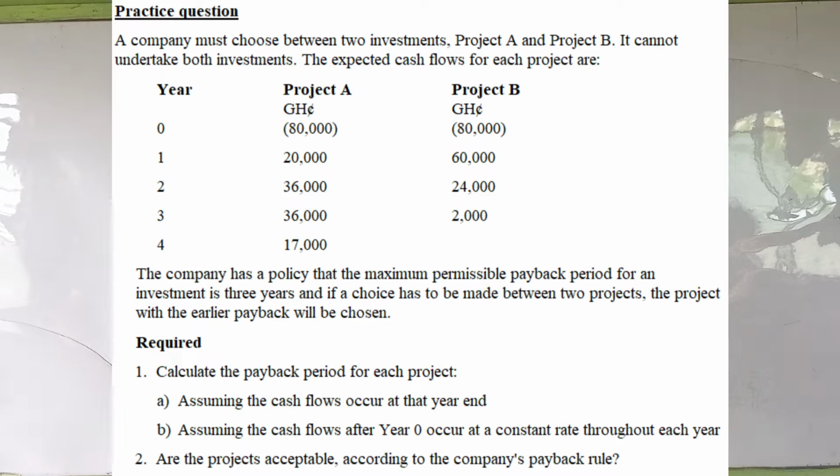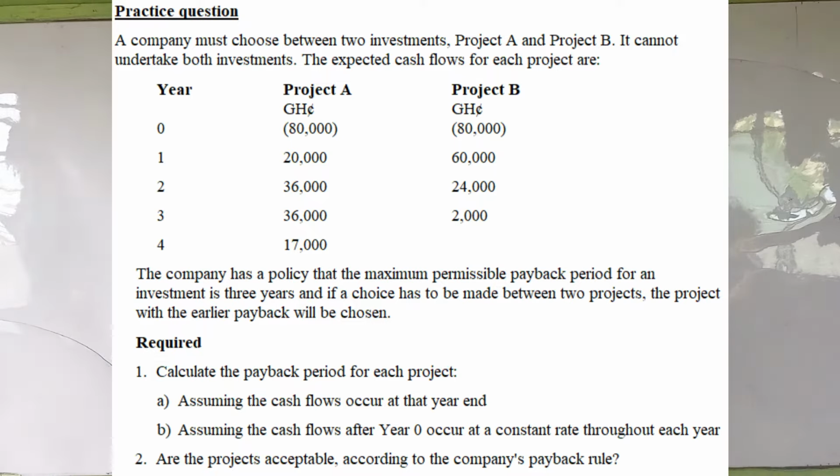As you can see, the figure in brackets, the 80,000, is the cash outflow, and the positive figures are inflows of cash. The company has a policy that the maximum permissible payback period for an investment is 3 years. And if a choice has to be made between the two projects, the project with the earlier payback will be chosen. Required: 1. Calculate the payback period for each project.